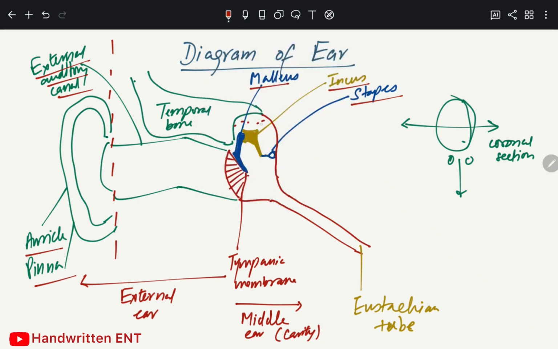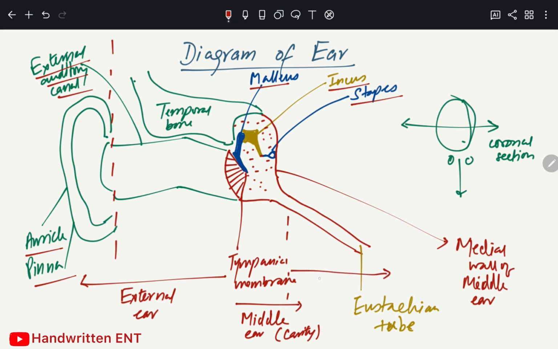So this entire part is the middle ear cavity. This is the medial wall of the middle ear. Okay, after that, if you draw a line, then further medially there lies the internal ear.